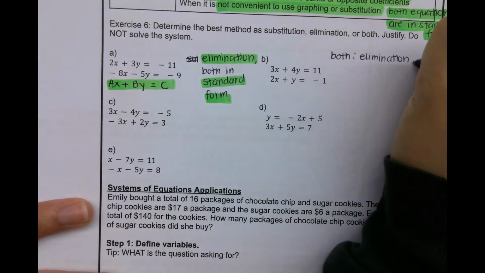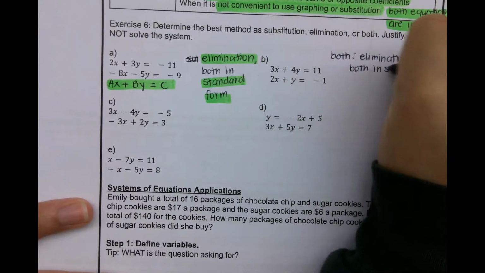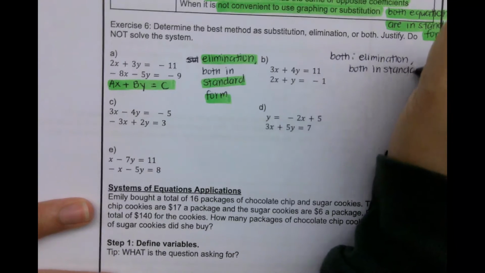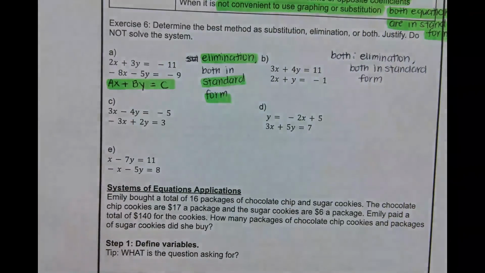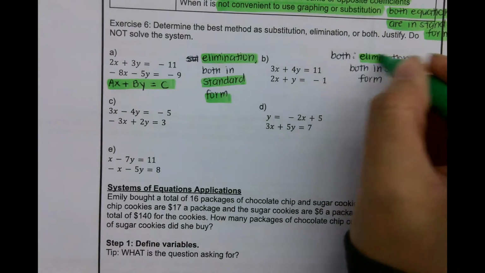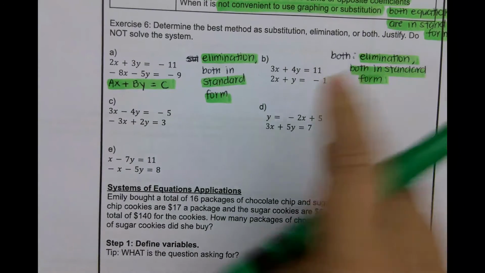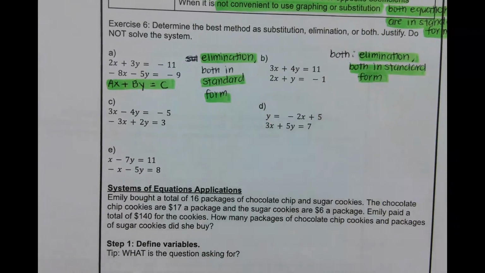Because both of them are in standard form, right, it follows the pattern ax plus by equals c, so that's why I like elimination. And it's super easy since this one's 4y, all I have to do is multiply this whole thing by negative 4 to get that negative 4y.